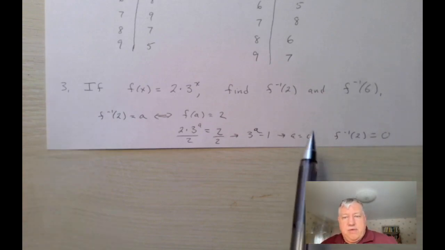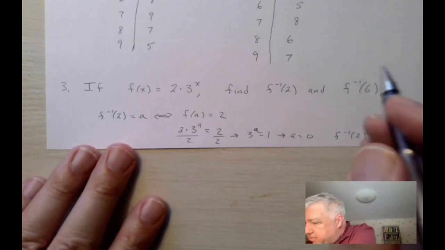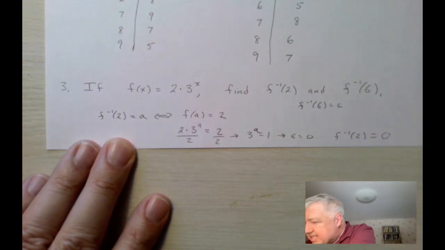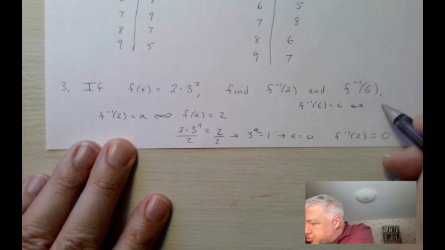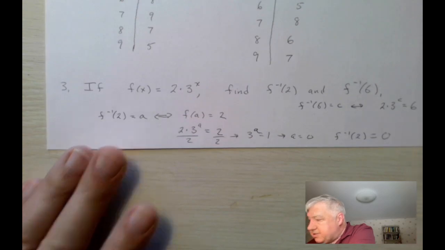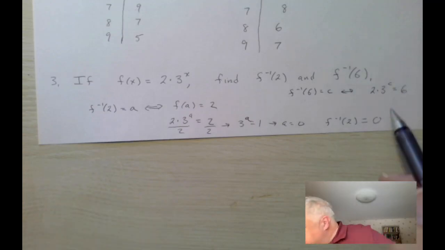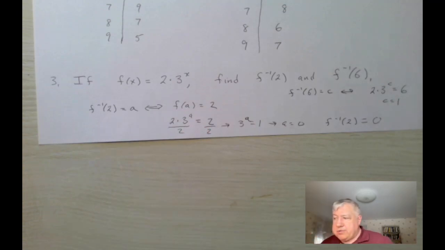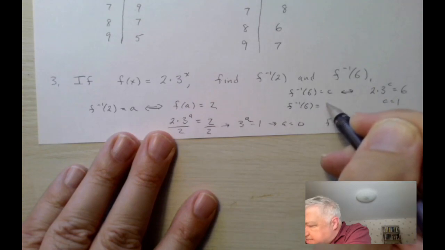If we wanted to find what is f inverse of 6, we could do the same thing. We can say f inverse of 6, let's call it c. This is equivalent to saying that 2 times 3 to the c is equal to 6. And once again, we can divide both sides by 2. We'll get 3 to the c equals 3, and you can check that c equals 1 is what works. So we can see that f inverse of 6, in fact, is 1.